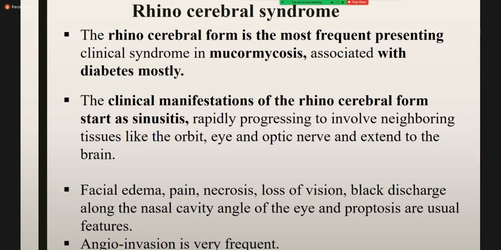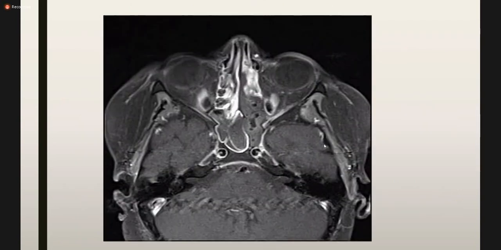Microvessels can be invaded by these infections, so there is a lot of hemorrhage and necrosis. This is the MRI, and basically there are hypo- and hyperintense signals in the area of the ethmoid sinus, nasal sinuses, and also maxillary sinusitis.